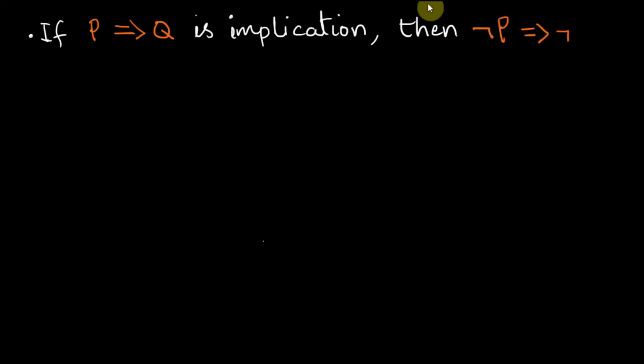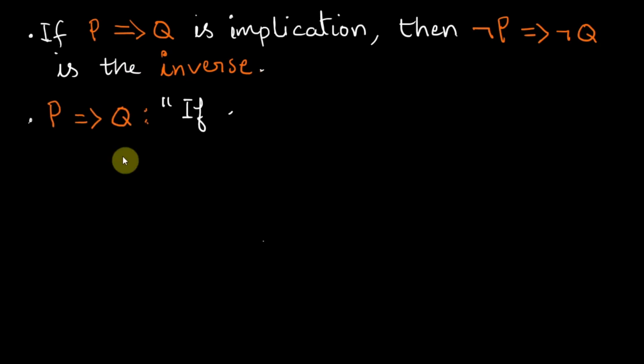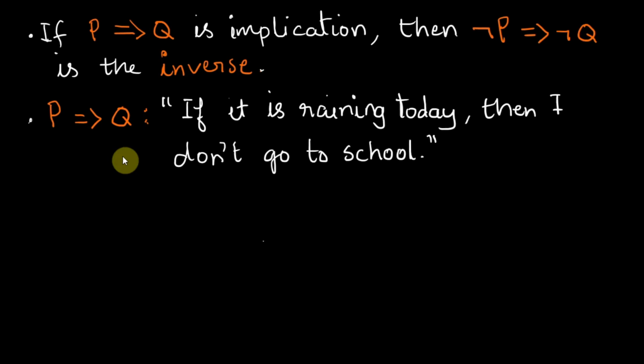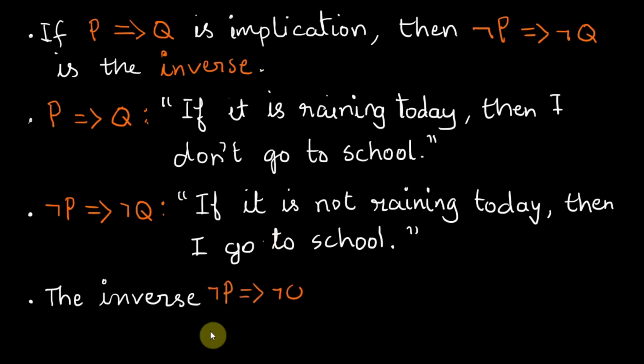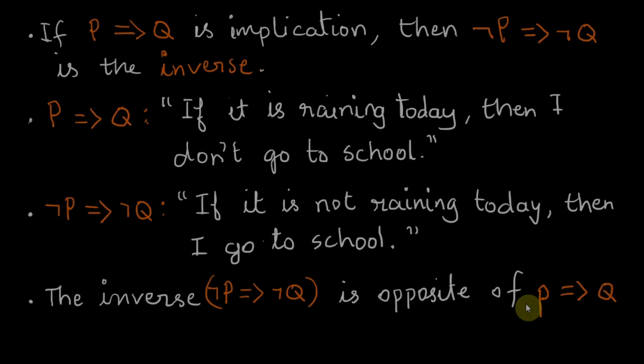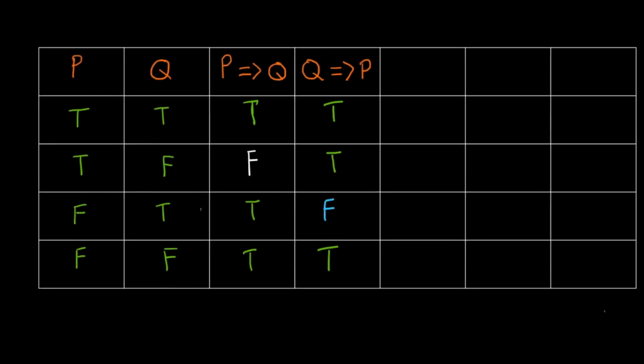The next implication I want to discuss is the inverse. If P implies Q is the implication, then not P implies not Q is the inverse. From our earlier example, P implies Q is the statement, if it is raining today, then I don't go to school. The inverse, not P implies not Q, is the statement, if it is not raining today, then I go to school. Therefore, the inverse is the opposite of the P implies Q statement. Does this reflect in the truth table?